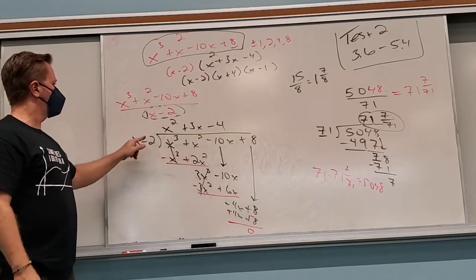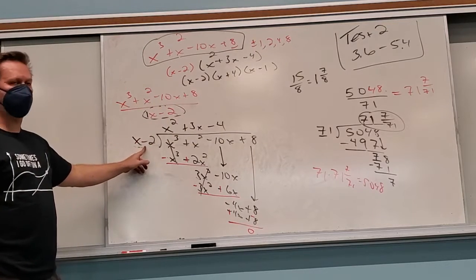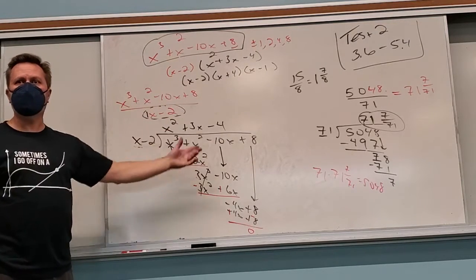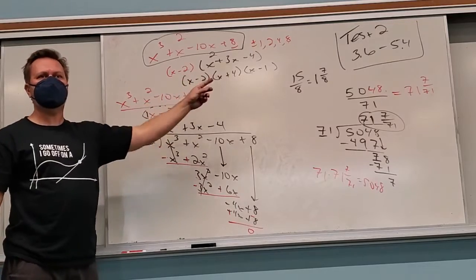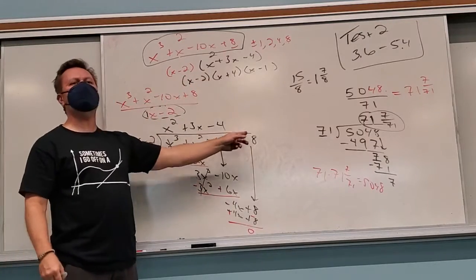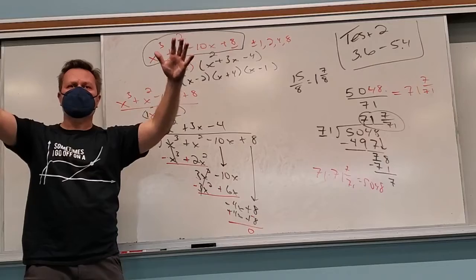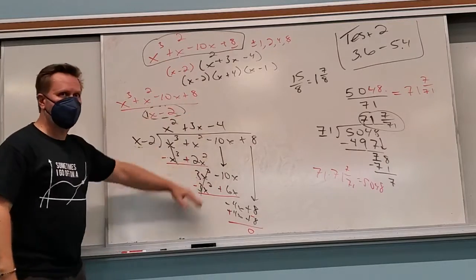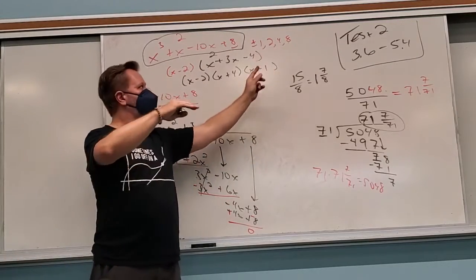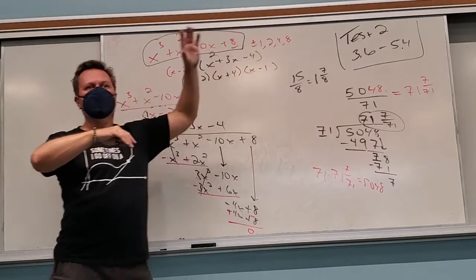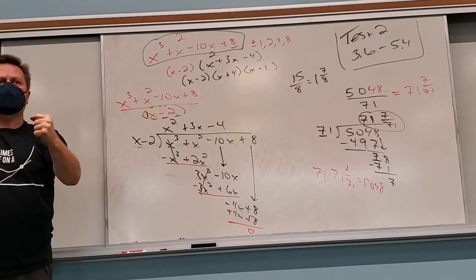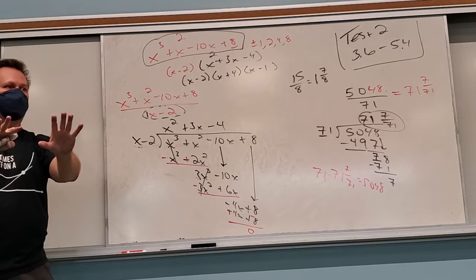But what if we would have picked this wrong? What if we would have tried to do x minus 8? Would it have worked? No, because x minus 8 is not a factor. The long division would have had a remainder. Do you see how that would suck, if I have to do this multiple times until I get lucky and get the right number from here? So we want a shortcut, please. Okay, so let's talk about the shortcut.